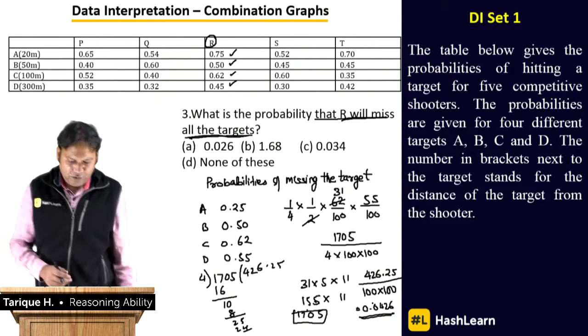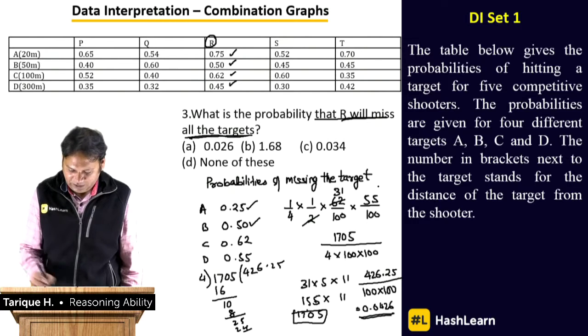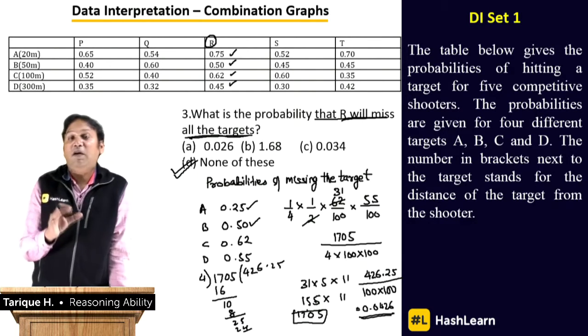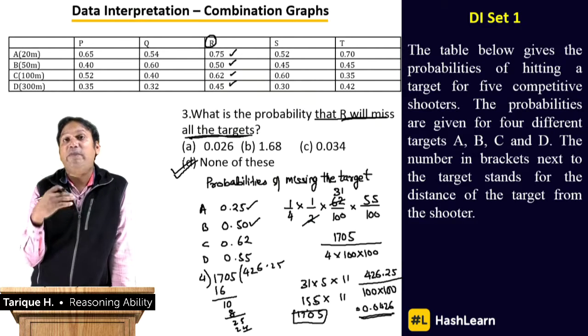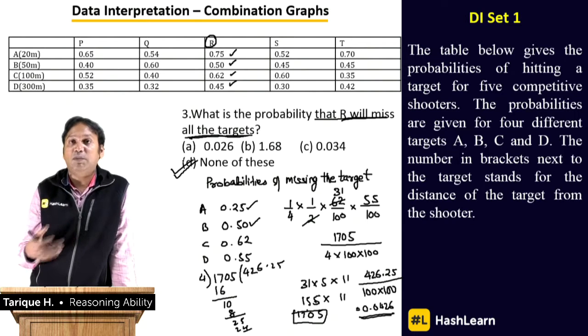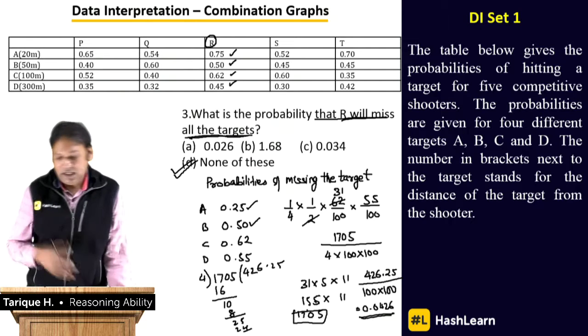Okay, so 0.25 into 1 by 4 into 1 by 2 into 62 by 100 into 55 by 100. So 31 into 55, 155 into 11, 5, 10 carry, and then 6 plus 1, 7, 1705 divided by 4 perfectly. So answer should be none of these here. That's question number 3. We first find out all the probabilities of missing the target for this person R, and then we are going to multiply all those probabilities so that R will miss target A, B, C as well as target D.